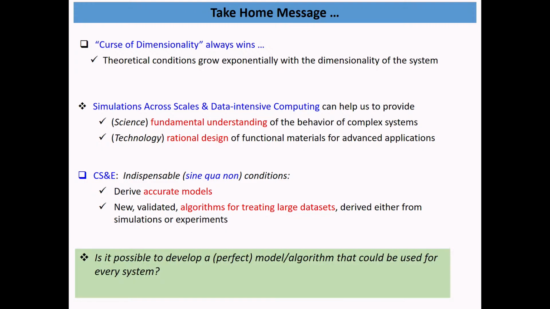Since I started with the philosophy, I will finish with a philosophical question. The question is: is it possible to develop a perfect model or algorithm? More or less, we can use the same word here. A perfect model or algorithm that could be used for every system. So this is a philosophical question, and as a philosophical question, it does not have a single answer. So I would say there are at least two answers, or two approaches.